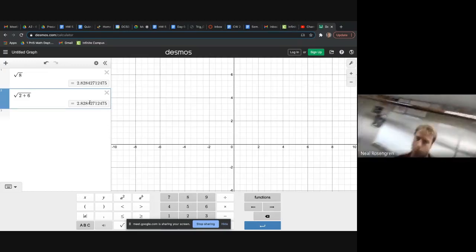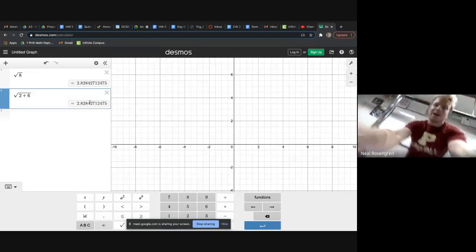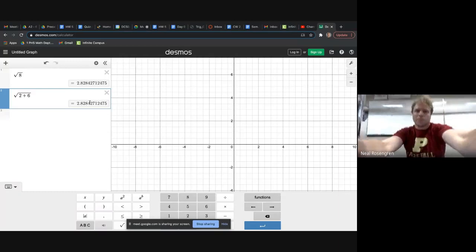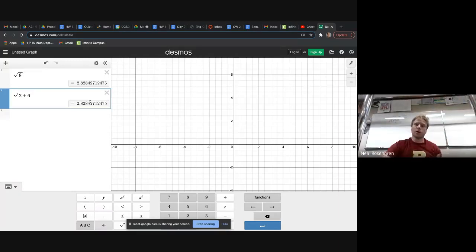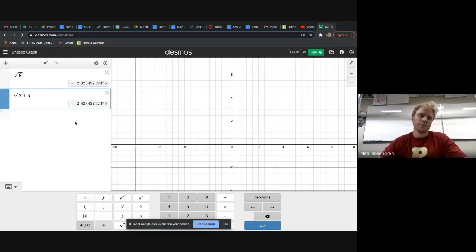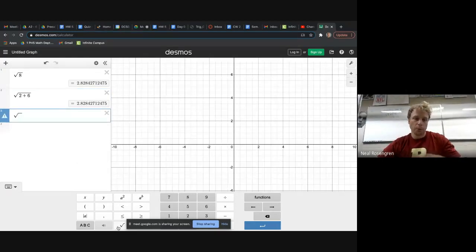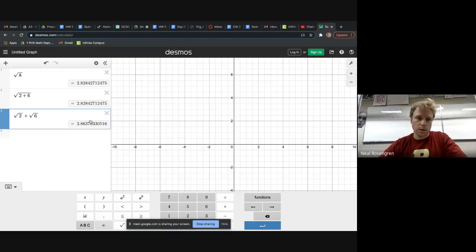Here, let me bring this down again. Those numbers are obviously the same, which makes sense because I just took the whole left side, took a square root, took the whole right side, took a square root. Now, does that mean that I can break it apart, like the square root of 2 plus the square root of 6? Are those the same? Look at those decimals. Totally different, right? And so that doesn't work.